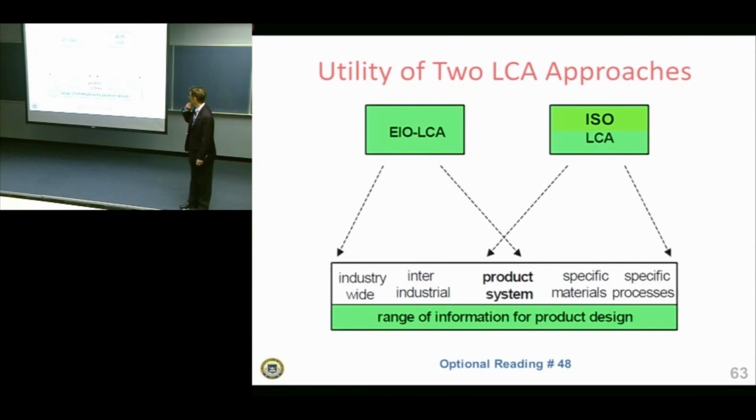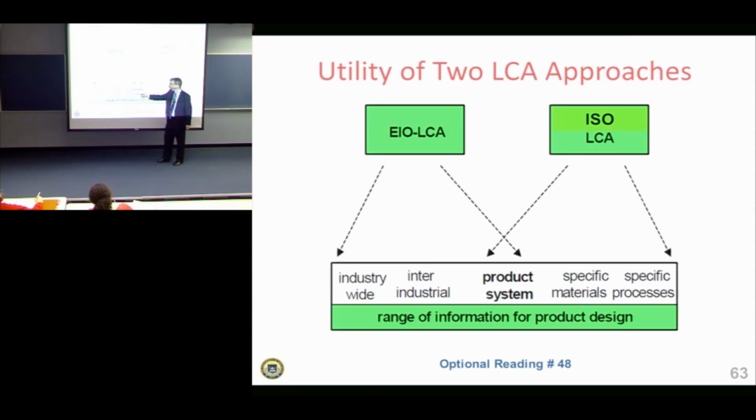Just to be clear, the environmental input-output LCA is industry-wide. It looks at these inter-industrial flows. It takes you about as low as the product system, right? It's a household washing machine. ISO LCA is product-specific, thinking specifically about the processes, unit processes. So you can think about them as being complementary, and there are ways to think about this where you could use them synergistically.